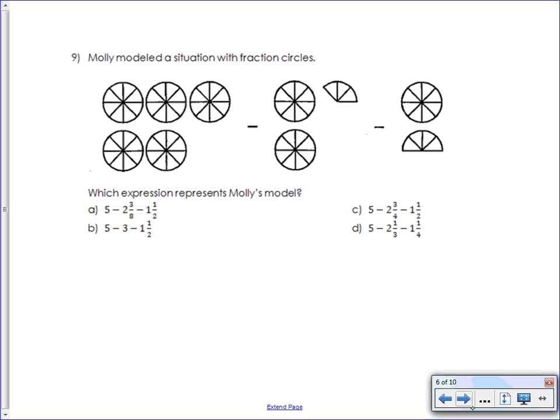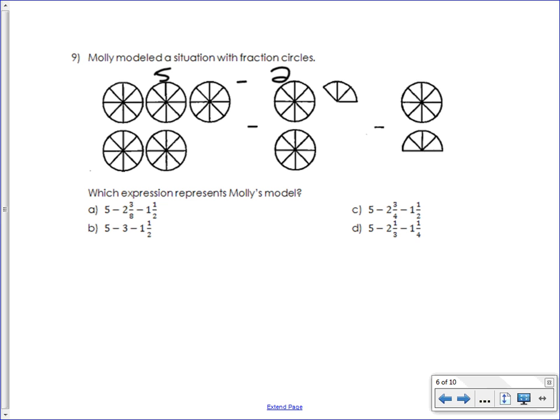All right. Here's a modeling problem. Molly modeled the situation with fraction circles. Which expression represents Molly's model? So we have to look at, well, if you look here, A, B, C, and D are all the same. They all start with 5. So I know that each full circle represents one whole. Okay? So I start here with 5, and I'm going to subtract out 2 in a fractional amount.